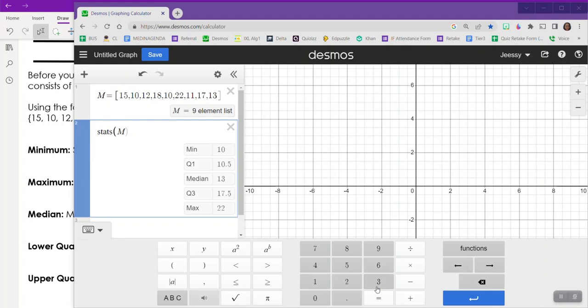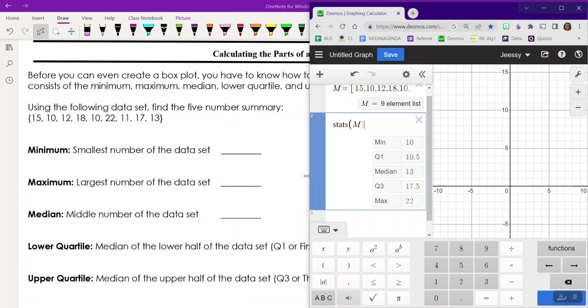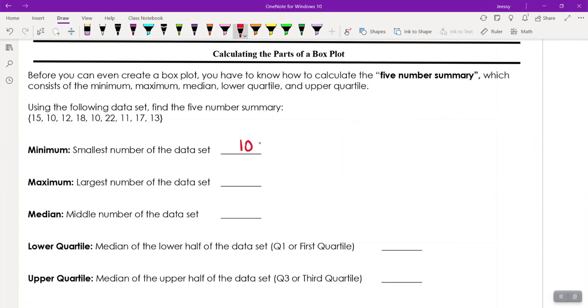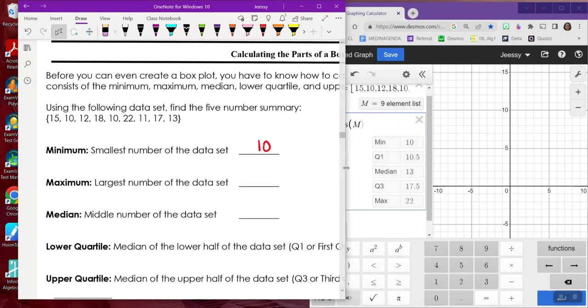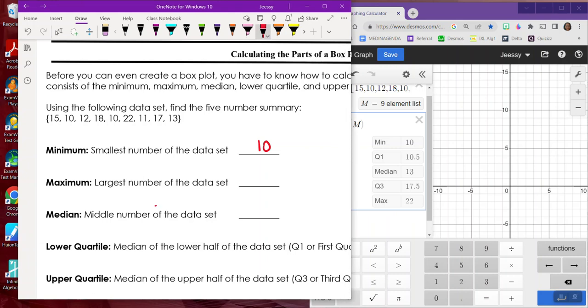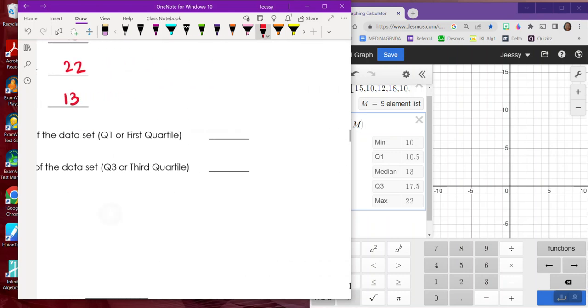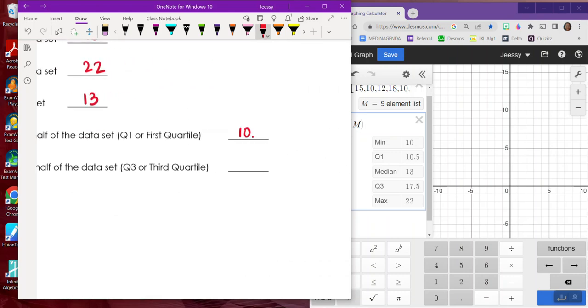Now that we have them, we have to record them. So write them in on your paper. So no excuses. Are we clear? So the minimum is 10. The maximum is 22. The median is 13. The lower quartile is 10.5. And the third quartile, Q3, is 17.5.